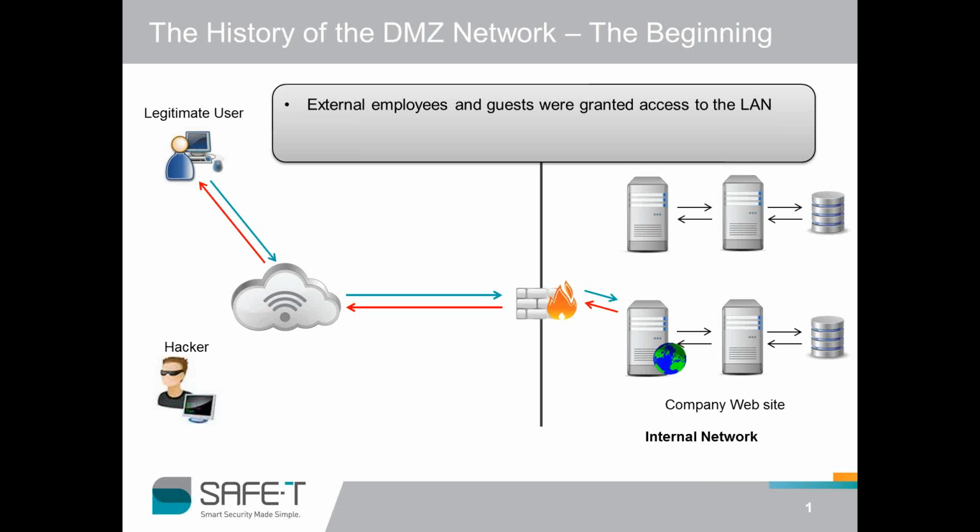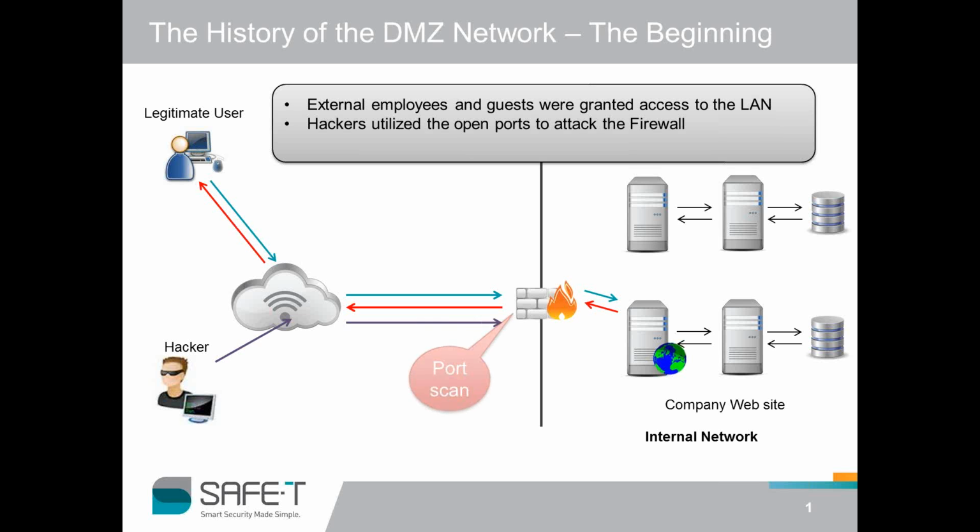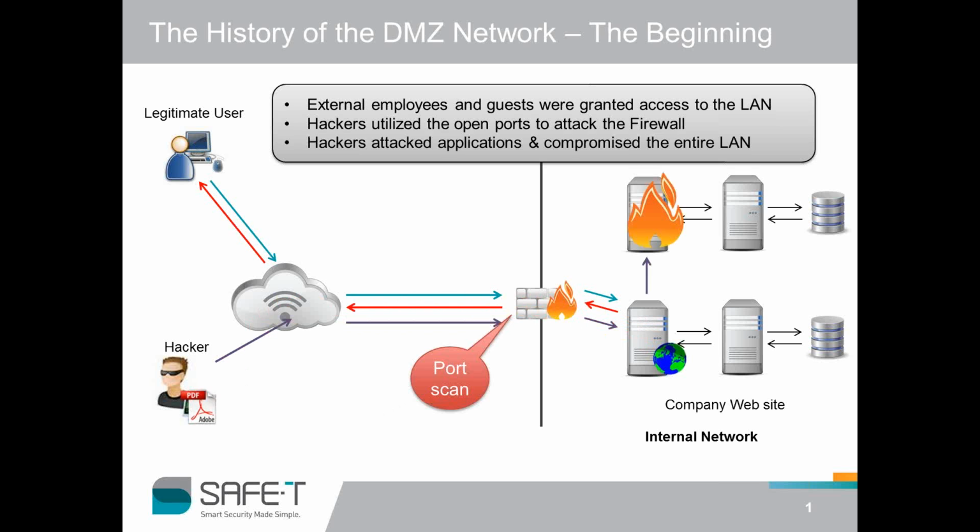In this way, the external employees, guests, or any ad hoc user would have access to the internal network. This was also a very interesting situation for hackers, because hackers took advantage of this situation, and they attacked the firewall and did a port scan. They also managed to penetrate into the internal network of the organization to have access to sensitive data and even sometimes to compromise the entire LAN.